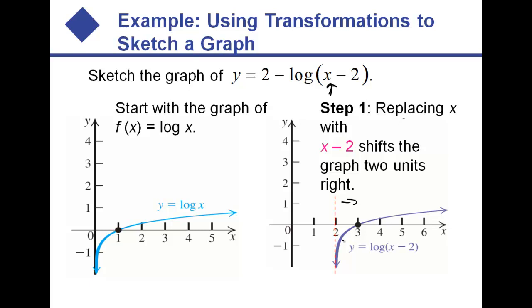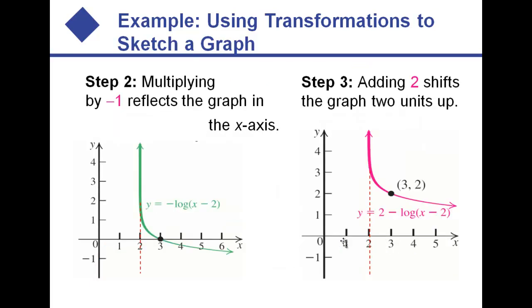Okay, what's the next thing that happens to it? Well, technically the next thing that it does is it takes the log of things. And then the next thing it does is it has that minus in front of the log, so that's what flips it vertically. Then it has 2 minus that, which is the same thing as minus the log plus 2. So the next thing is to add that 2, so it shifts up by 2.